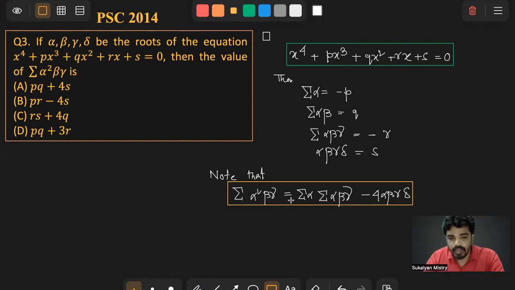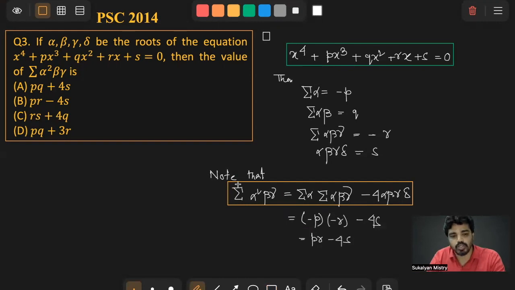So what is summation alpha? Summation alpha is minus p. Summation alpha beta gamma is minus r. And alpha beta gamma delta is s. So pr minus 4s. So option B is the correct answer.